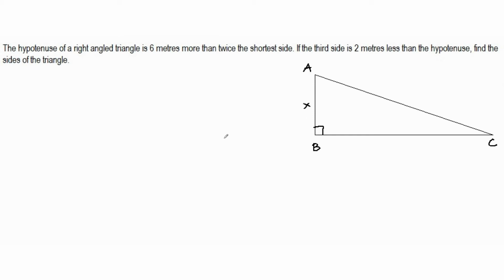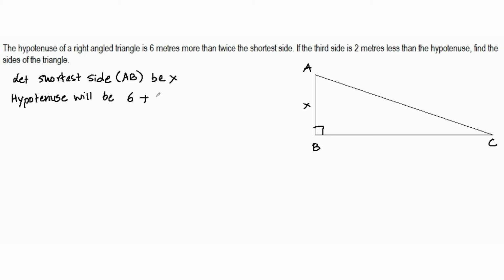So let the shortest side be x, which is AB in this case. So let the shortest side AB be equal to x. And the hypotenuse is 6 more than twice the shortest side. So the hypotenuse therefore will be 6 plus 2x.